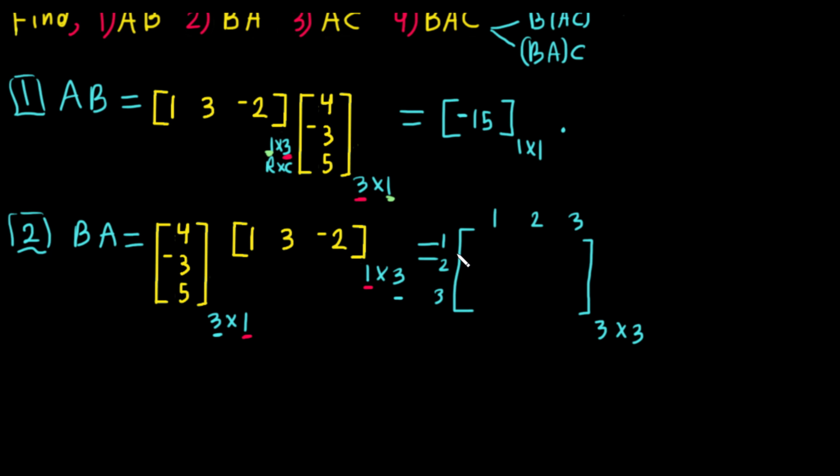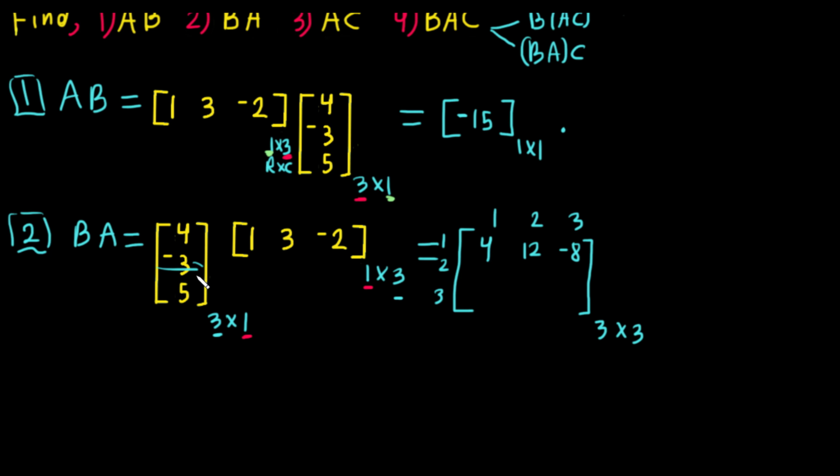4 multiplied by 1, which is 4. First row with the second column: 4 multiplied by 3, which is 12. This row by this column: 4 multiplied by negative 2, which is negative 8. So we have finished multiplying the first row with each column. Then we have finished this row. Now we will start with the second row. Then we will fill this entry.